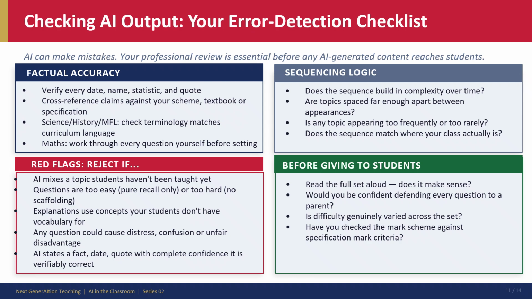Red flags. Reject the output if AI has mixed in a topic your students have not yet been taught. Questions are all at the same difficulty level. Explanations use vocabulary your students do not yet have. Any questions could cause distress, confusion, or an unfair disadvantage to any student in your class. And before giving to students, read the full set aloud to yourself. Does it flow? Does it make sense? Would you be confident defending every question to a parent?